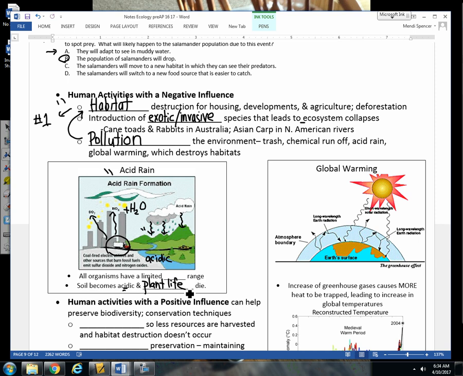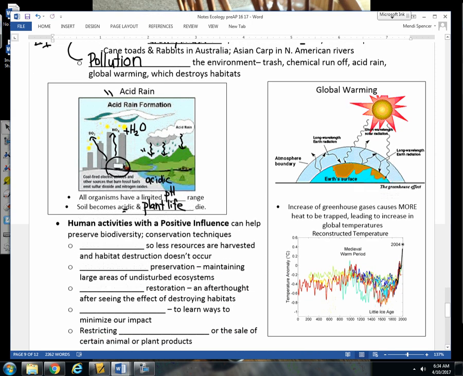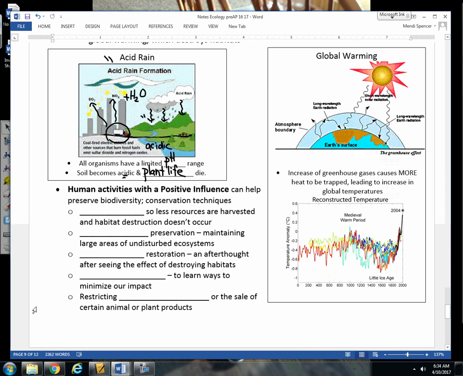All organisms, even plants, have a very limited pH range that they can tolerate. So when we have the destruction of the plant life, then you're going to have a decrease in the herbivores, and so on up the food chain. And then we're going to take a look at global warming.